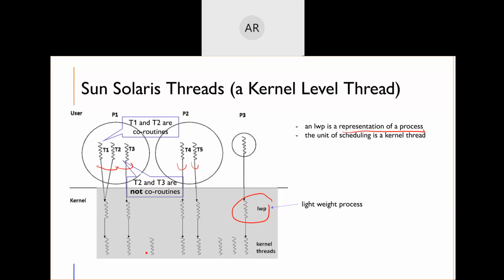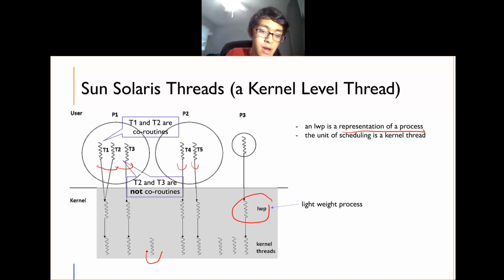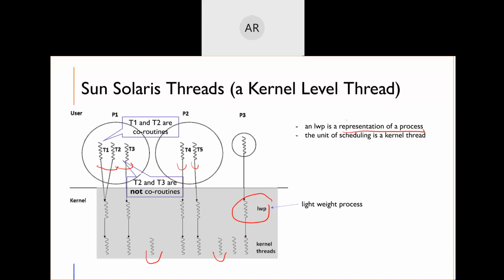And yeah, so you may have noticed some kernel level threads that are not in use, that are not themselves LWPs. So those kernel threads are simply available threads in case there are more processes that want to run. So we can use those. So yeah, any other questions?